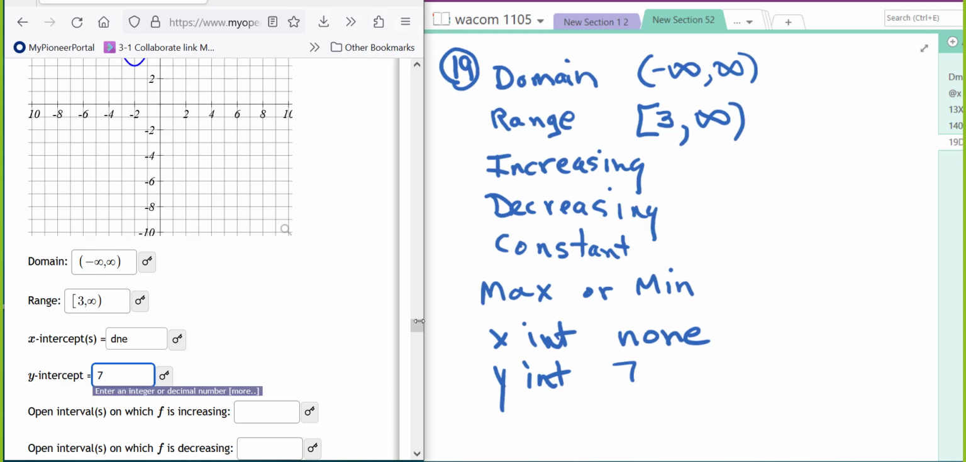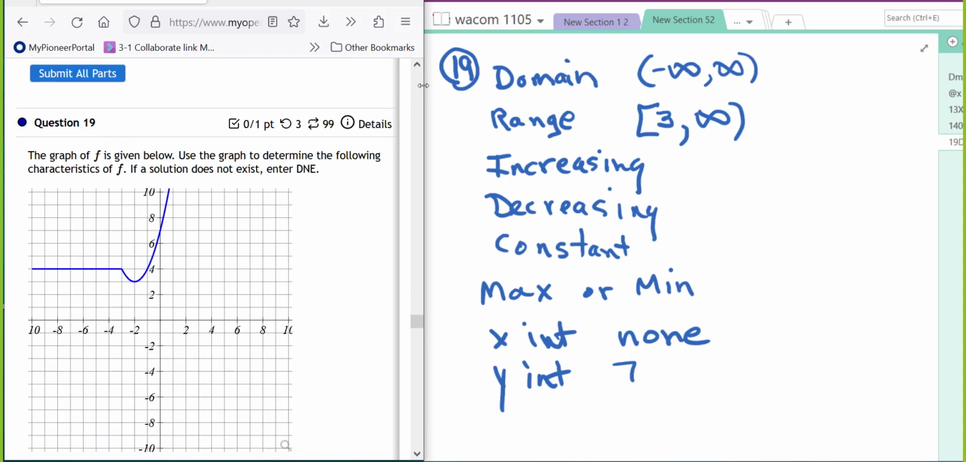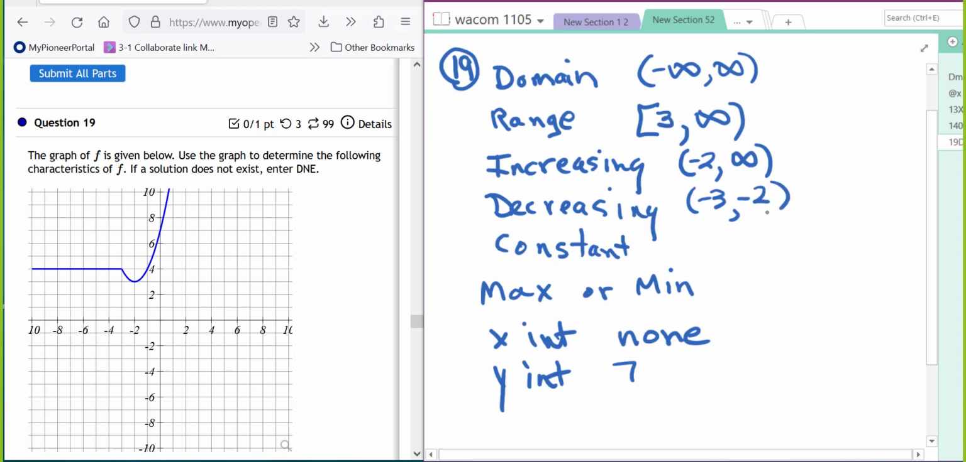All right, now it's going to do increasing and decreasing. So increasing on this piece right here increases. So it starts at -2 to infinity is increasing. Right, decreasing only this tiny little piece right here. So from -3 to -2 is decreasing. Constant, all of this is constant. So coming from -infinity up to -3.